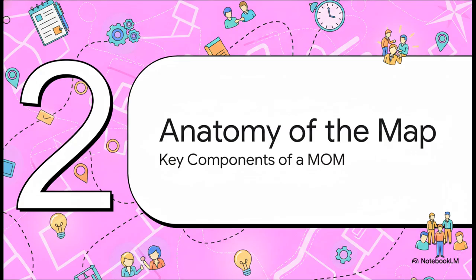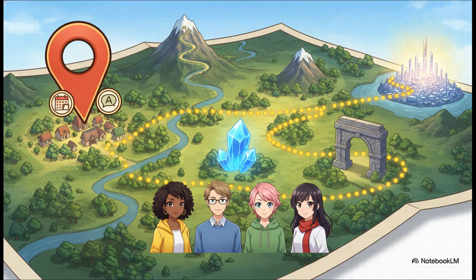Okay, so if the MOM is our map, what's it made of? What are the essential parts that make it a guide you can actually trust? Let's break down its anatomy. So every good map needs clear coordinates, right? First, you've got the basic details. Date, time, topic. That's your little "you are here" dot. Then you've got the attendees list. That tells you who's on the journey with you.